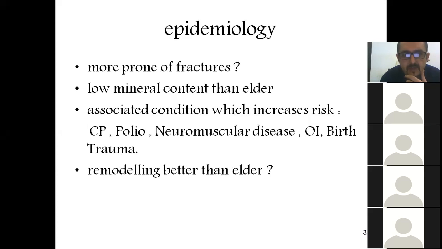So regarding the epidemiology, the pediatric population is more prone to fractures because of low mineral content than elders. Associated conditions which increase the risk: CP, polio, neuromuscular disease, osteogenesis imperfecta, and birth trauma. And remodeling is better than in elders.